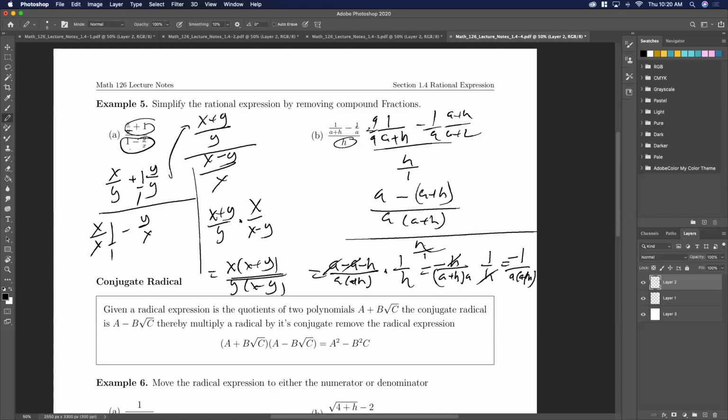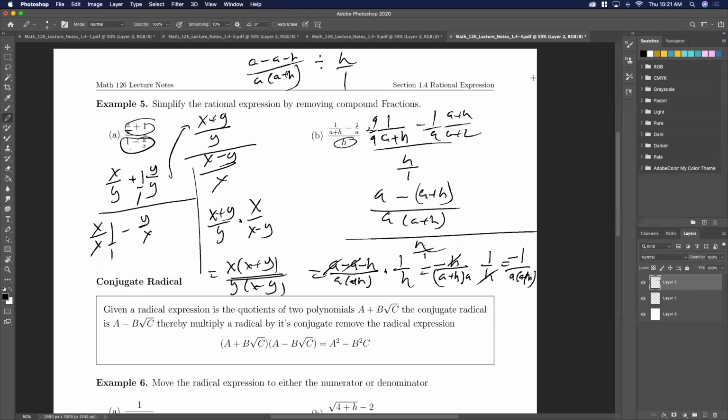I just cross multiply. Yeah, cross multiplying works fine. You could rewrite this as a minus h over a, and then divided by h, and you could cross multiply, and that'd be fine too. That's another way of doing this.